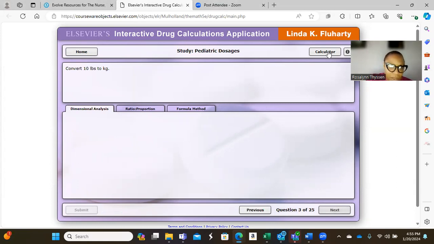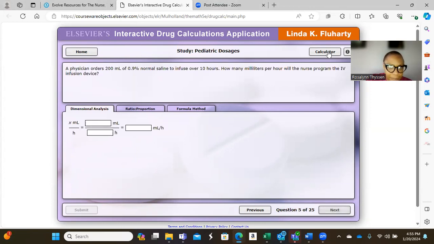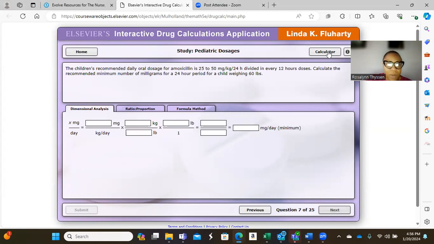Okay, so we know how to do that. Let's get to some dosage problems. We want to get to the ones we're looking at like safe dose. Oh, here we go. The children's recommended daily oral dose for amoxicillin is 25 to 50 milligrams per kilogram in 24 hours, and 24 hours is a day. It's divided in every 12-hour dosages. Calculate the recommended minimum number of milligrams.